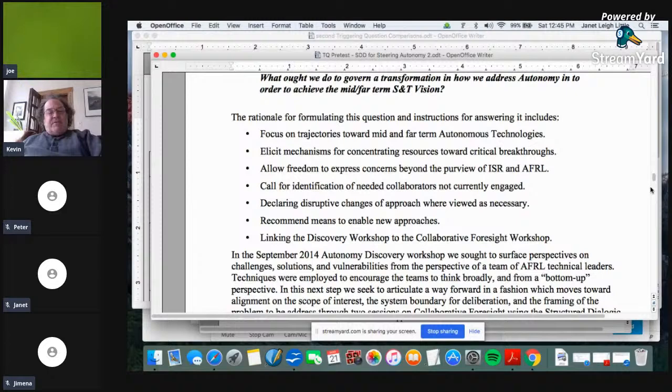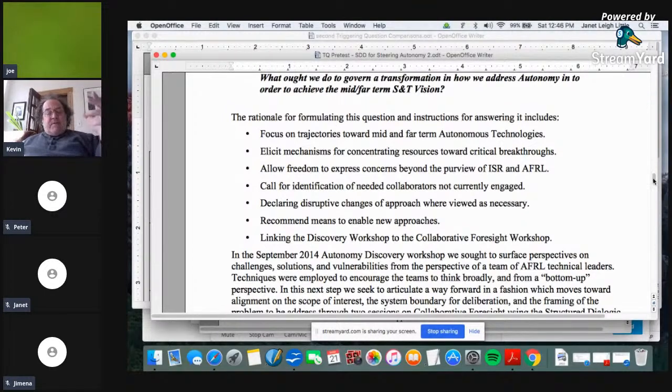Focus on technological trajectories towards the far term in autonomy, and there's a bunch of reports about that going back 20 years. Mechanisms that they would use to concentrate resources for the critical breakthroughs, because they're too spread out and siloed within the Air Force research. To be able to go outside the Air Force, because they were pursuing their projects on the same technology without really collaborating between the Navy and the Army and so forth. The need to identify and involve collaborators that they're not currently engaged with, and so forth.